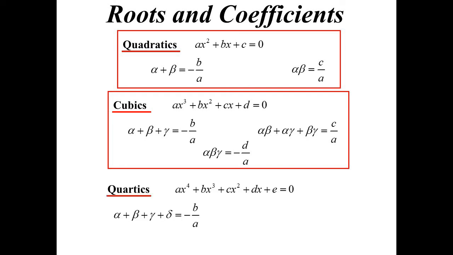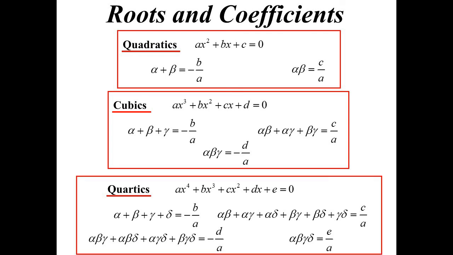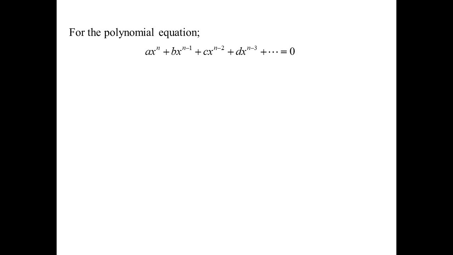A quartic, again that pattern would continue. The sum of the roots, there's now 4 possibilities, -b/a. Taken 2 at a time, there's now 6 possibilities, that would be c/a. 3 at a time would be -d/a, but now if I take all 4 together, it'll be e/a. That pattern continues.